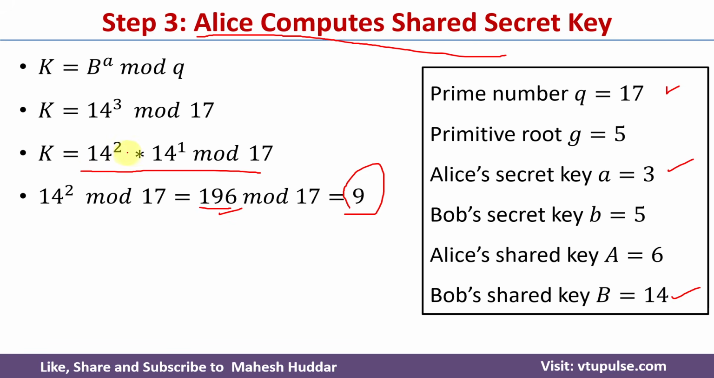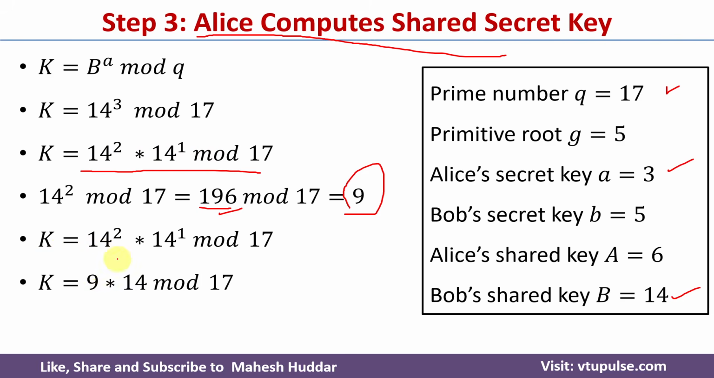Next we will calculate 14 square into 14 raised to 1 mod 17. We know the value of 14 square, that is 9 into 14 mod 17. 9 into 14 is nothing but 126. So 126 mod 17 is equal to 7 because 17 sevens are 119. So 126 minus 119 is equal to 7. So this is the shared secret key calculated by Alice, that is equal to 7.